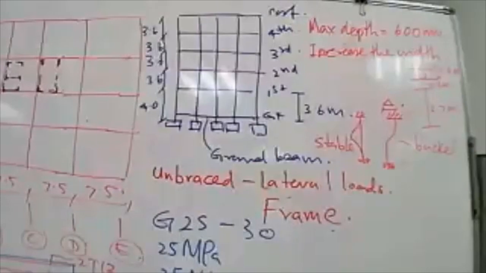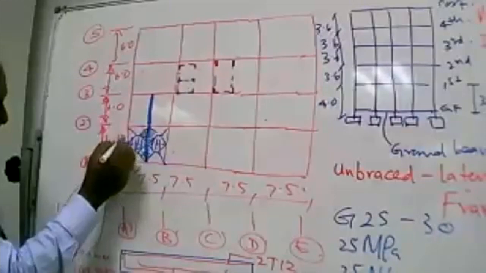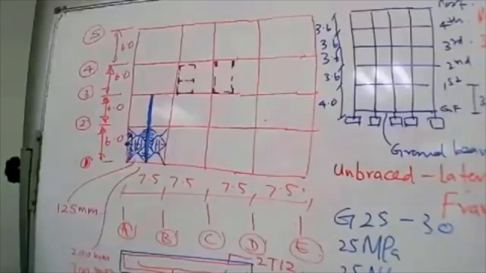Then you ask, why this magic number 0.6 meters? The 0.6 meter deep beams are fairly robust. They are strong beams. So because of that reason, we select 0.6 meters. So if you look at this, this particular beam will have a concentrated load here, and then very small loads here. Not very heavily loaded.